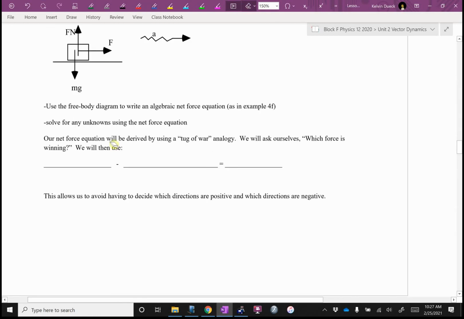And then we use a tug of war analogy. What was the tug of war analogy that I gave you last year? I said, we're going to ask who's winning, which force is bigger, and we're going to go winner minus loser equals F net. Wait a minute, everybody cross out F net, MA, because F net is MA. We're going to go winner minus loser equals MA. But that A is the net acceleration, the overall combined replaced with a single acceleration.